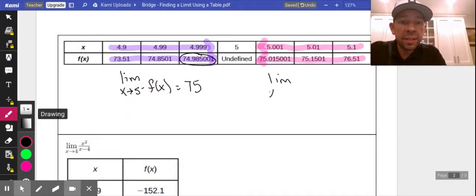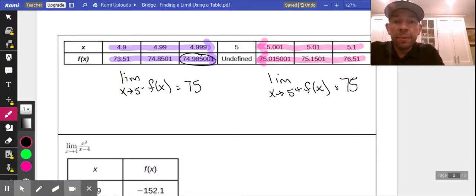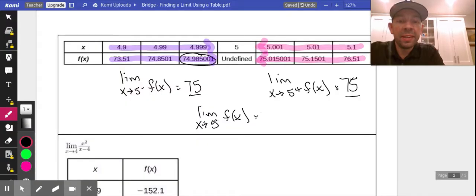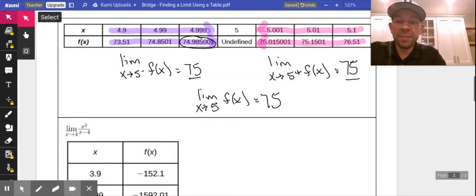The limit as x approaches 5 from the right is equal to 75. And we got the same number for both sides. So the general limit is going to be 75. We got a good streak of our general limits existing, don't we?